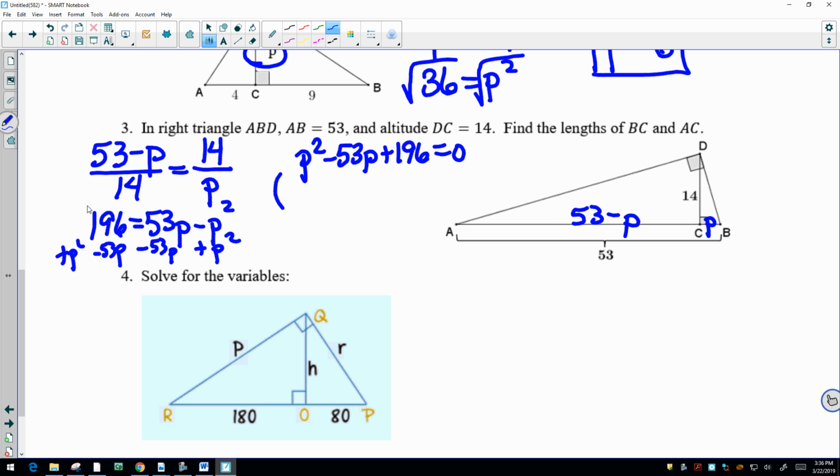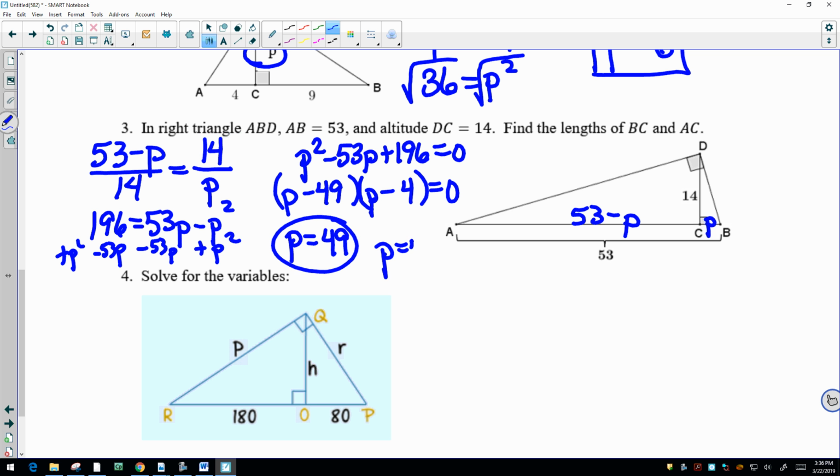So we have to factor. We need to find 2 numbers that are going to multiply to be 196 and add to be a negative 53. And those 2 numbers are going to be negative 49, watch your signs when you're doing this, and negative 4. Okay, so we take each of these factors and set them equal to 0, and what that's going to tell me is P equals 49 and P equals 4.